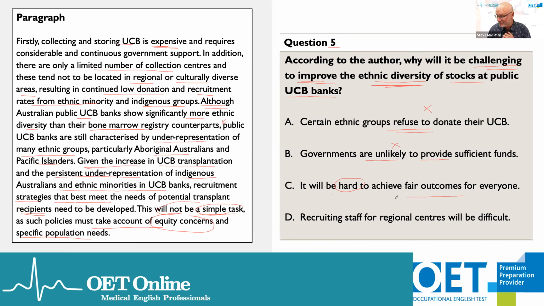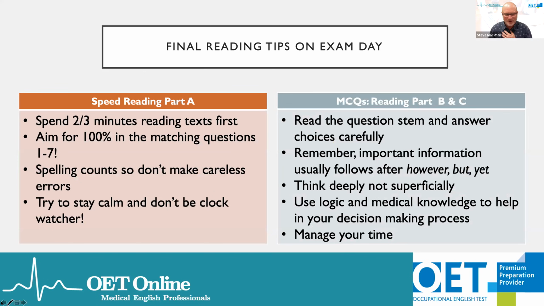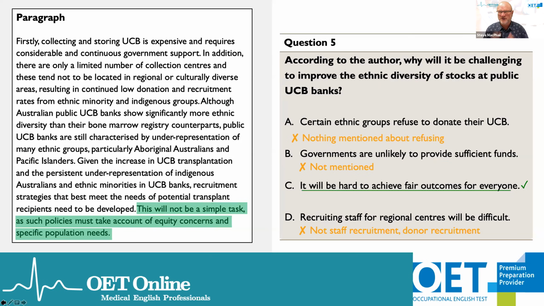That sounds pretty interesting. Recruiting staff for regional centres will be difficult. Well, I know recruitment is difficult, but it says here it's the recruitment rate for the donors, not the staff. So the answer is, and many of you got it, answer is C. A bit of a challenging one though, wasn't it? There was a lot to read, a long paragraph, so definitely challenged us. But I think you really need to read the paragraph and try to rule out and work it out. But well done. Give yourself a pat on the back if you got this one, everyone. Great work.